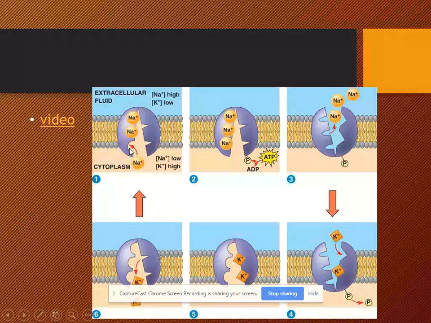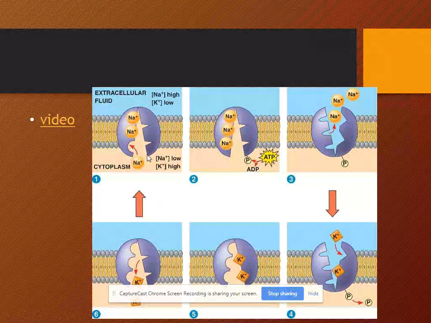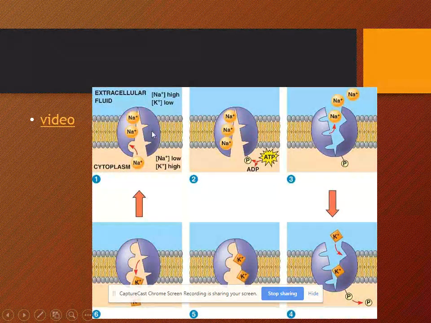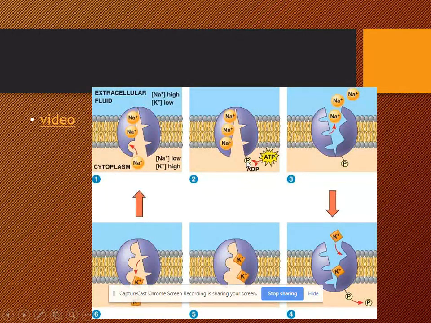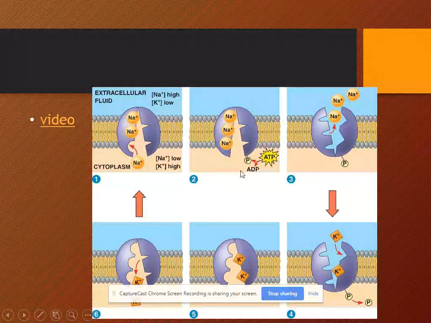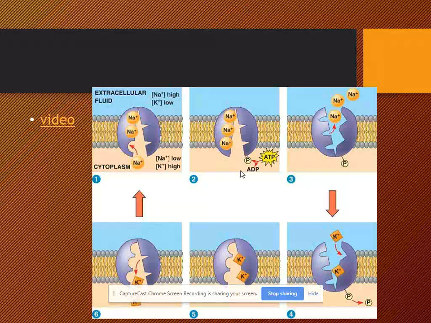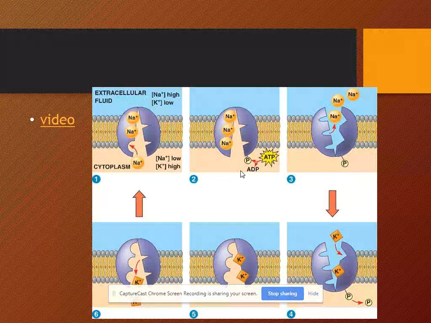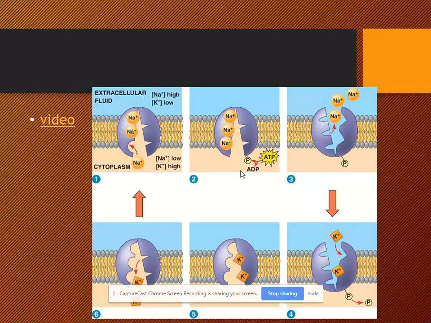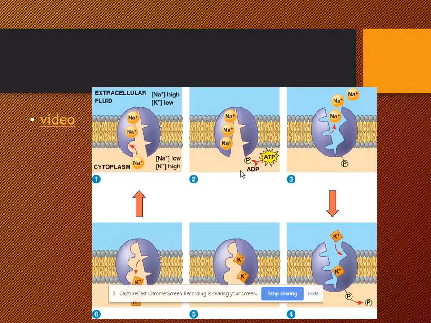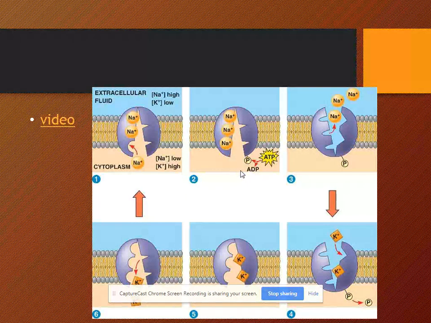The 3 sodiums are going to bind to the sodium potassium pump. You can see we're using 2 different shapes to represent that the molecules have different shapes. It's going to stay that way until picture 2. We need to use something to unlock this, and this is the key of the whole mechanism: ATP, adenosine triphosphate. What also makes this active transport is that we have to use ATP to get this to work.